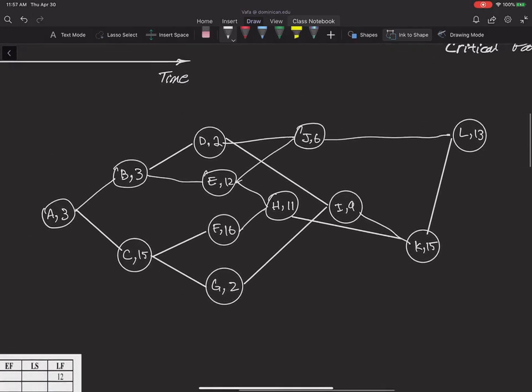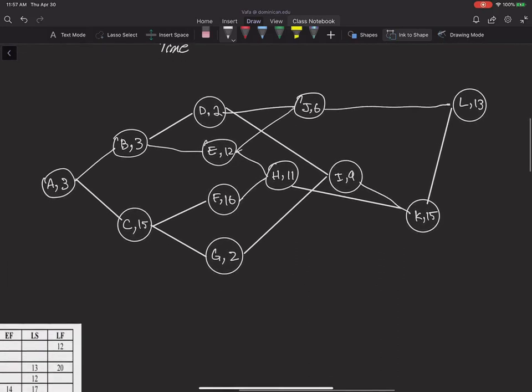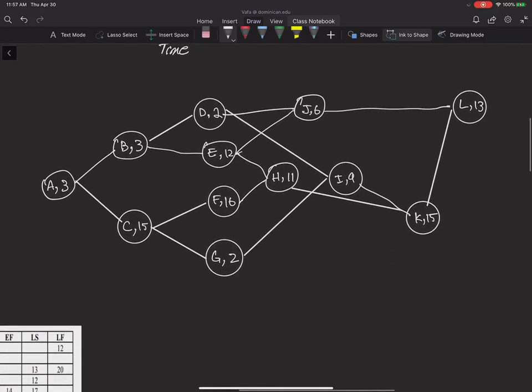It's a little more complicated than the previous networks that we saw, but it's not going to be an issue. We can just go ahead and apply the same method to perform the forward pass and backward pass and calculate the earliest starts, early finishes, late starts, and late finishes. Okay, so let's get started here. Earliest start here is 0. 0 plus 3 gives me 3. Earliest start here for B and C would be 3. Early finish would be 6 for B and 18 for C.